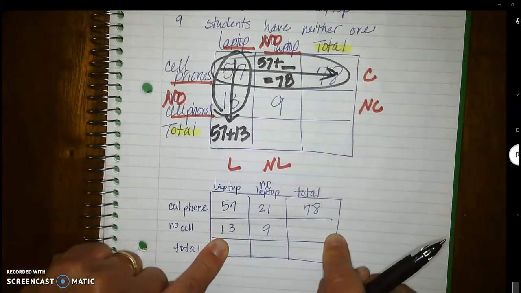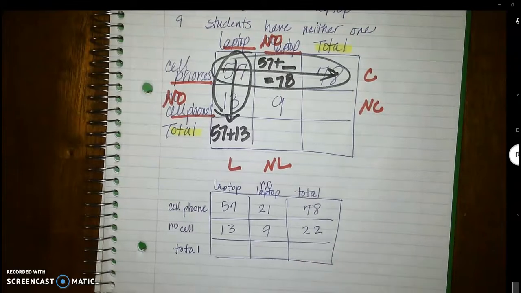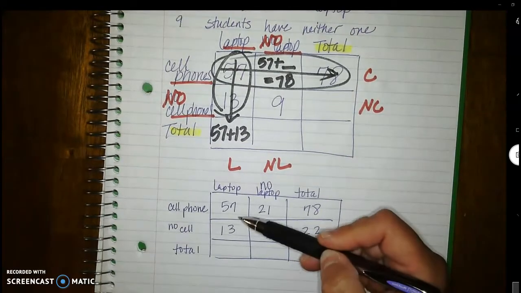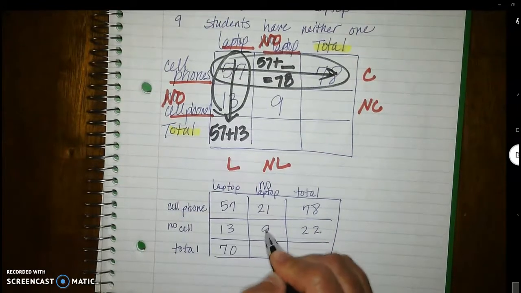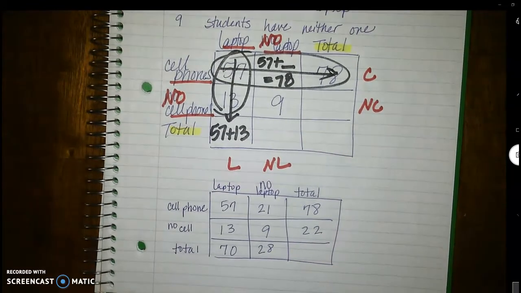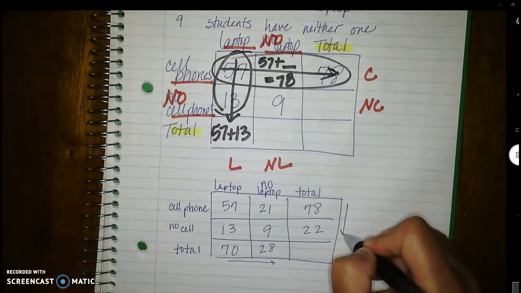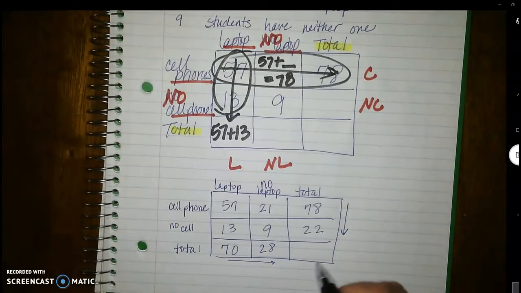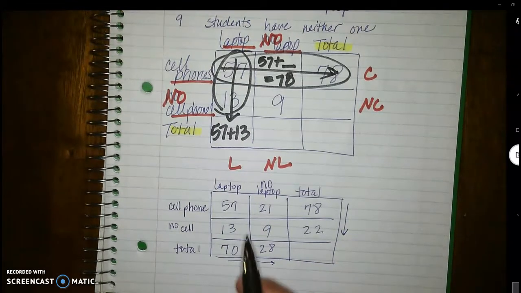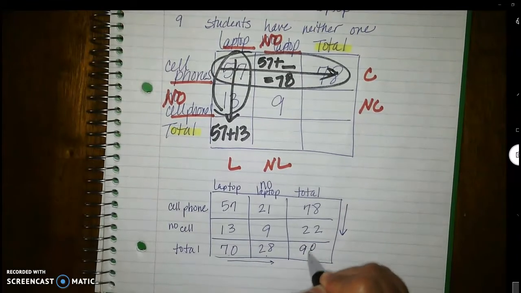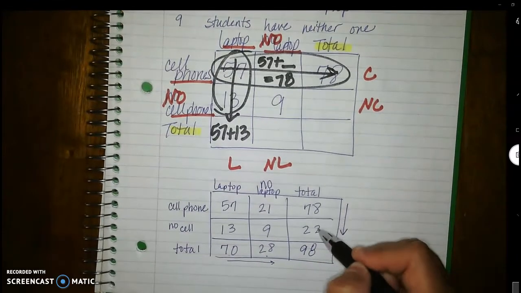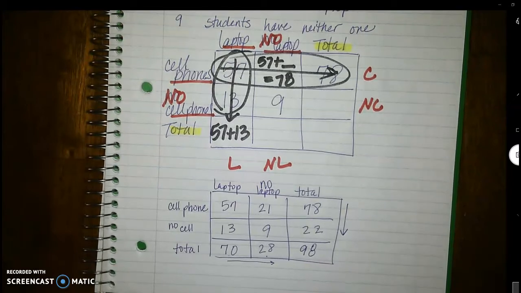13 plus 9, if I continue to add straight across, gives me 22. And if I add straight down, 57 plus 13 is going to be 70. 21 plus 9 is going to be 28. The last thing I want to do is add across one more time and add down one more time and make sure that I get the same number right here. Is 70 plus 28, that is 98, and is 78 plus 22 equal to 98? Oh no, it's not, right? So what did we miss? What did we get wrong?